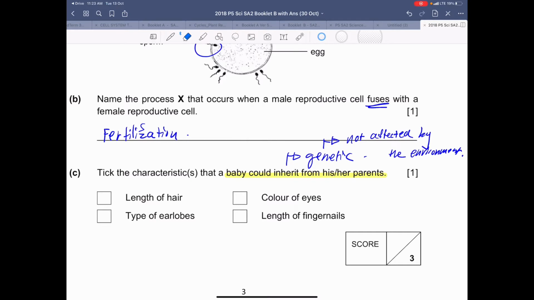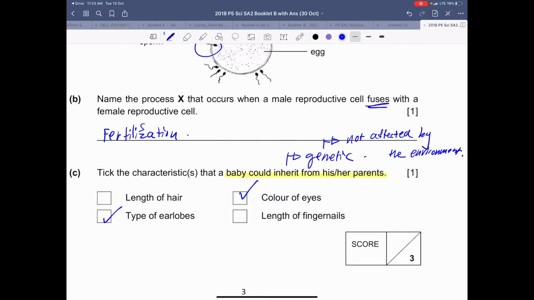So which one is not? Type of ear lobes as well as color of eyes. These two will not be affected. Your length of hair and length of fingernails is affected. So when you can cut your hair, right? Your length of fingernails also can be cut. So it's not something that is so-called inherited, but it's actually influenced by your environment.